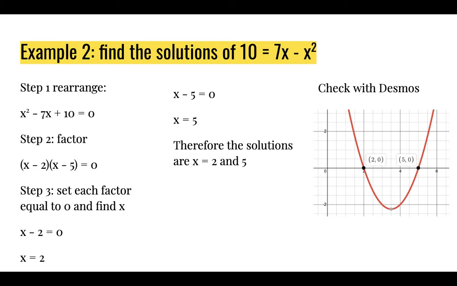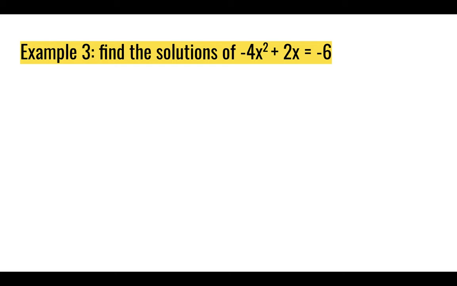Okay, let's look at the third example. This one's going to be a little more involved when we factor. We have two of our terms on the left side. We're just wanting to get this negative 6 on the left side so that we can have 0 on the right. So let's rearrange this. The 6 is now a positive 6 on the left side. Now we're going to factor this.